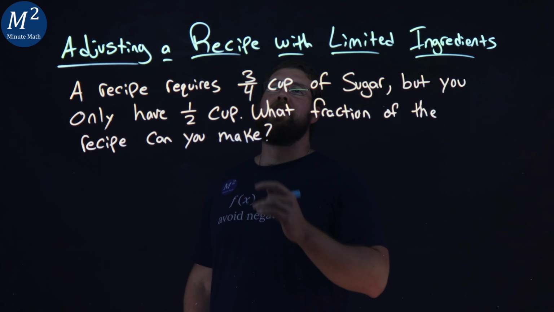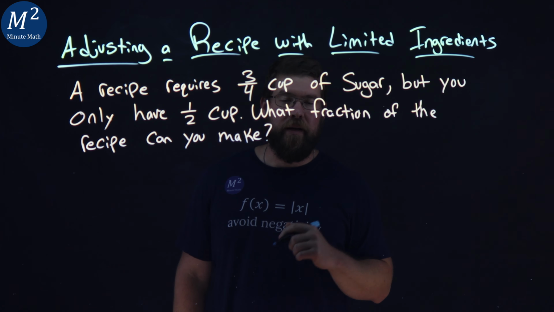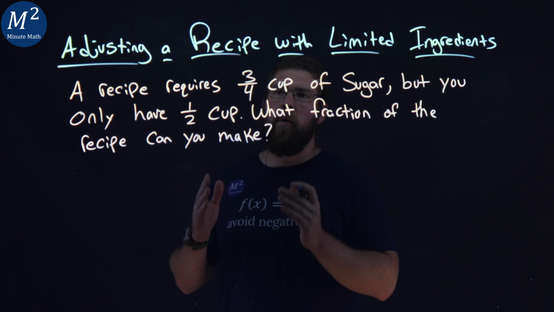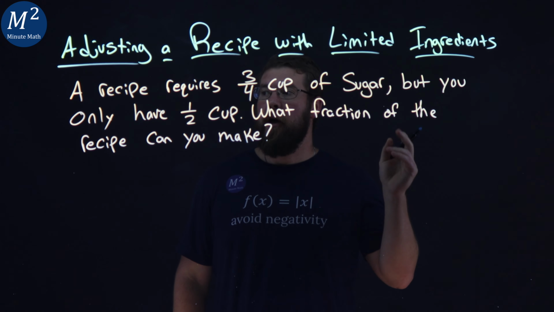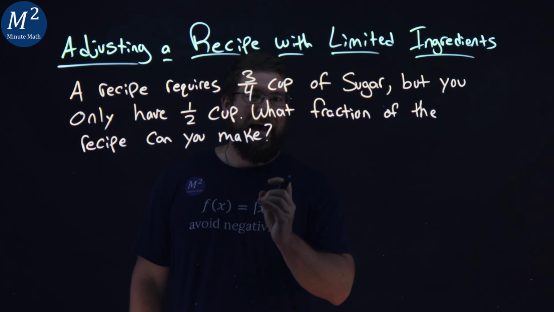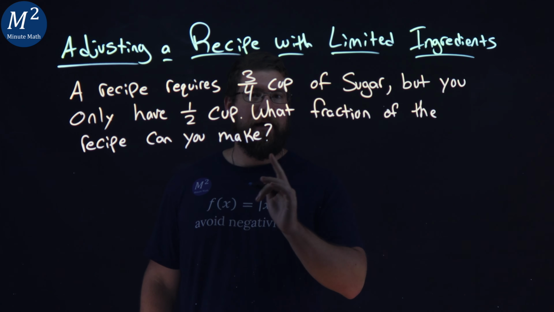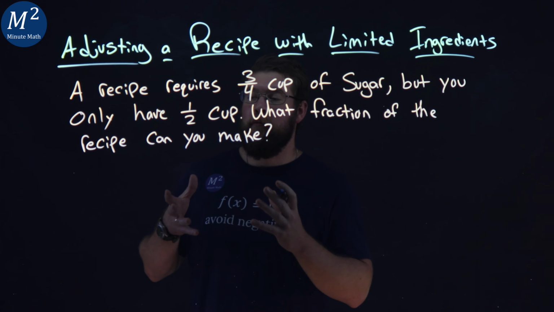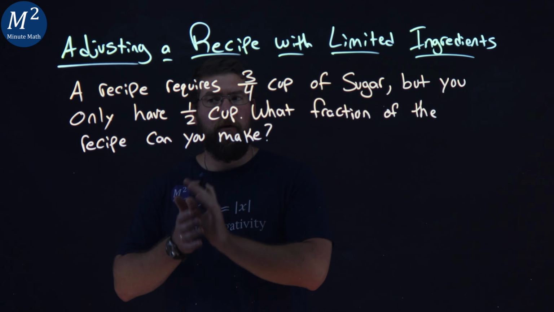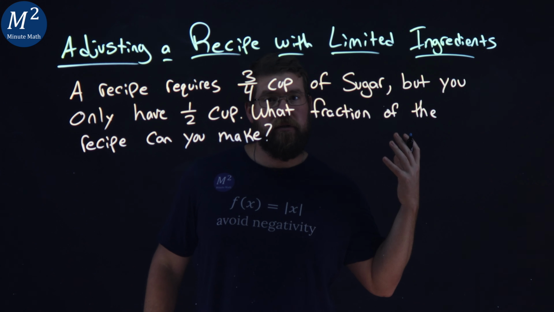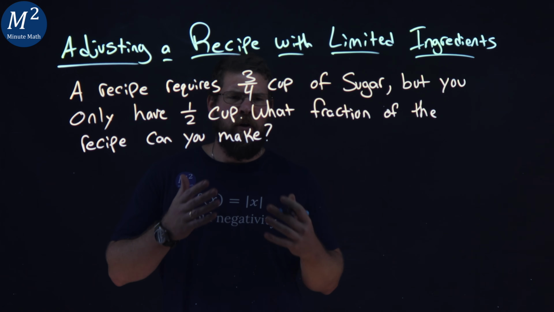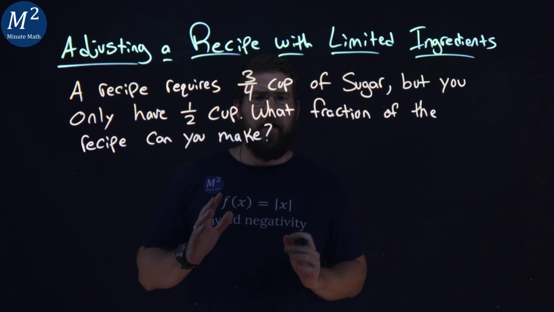Let's learn about adjusting a recipe with limited ingredients. A recipe requires 3/4 cup of sugar, but you only have 1/2 cup. What fraction of the recipe can you make? So we're trying to find the fraction of the recipe, and we're going to use the full 1/2 cup of sugar. So let's get a visual of how to set this up.